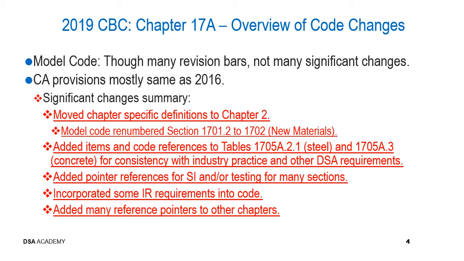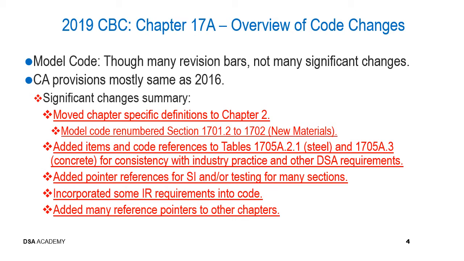There have been a lot of items added, and code references to CBC Table 1705A.2.1 for steel and 1705A.3 for concrete, and that's to make it more consistent with industry practice as well as other DSA requirements. There are also a lot of pointer references for special inspection and testing for many sections that have been added. And there are a few IR requirements, or interpretations of regulations, that have been around for DSA that have been incorporated into the code. Those will not be new items to you because you would have been following them in the IR, but now that they're incorporated into the code, it's going to look like a new change.